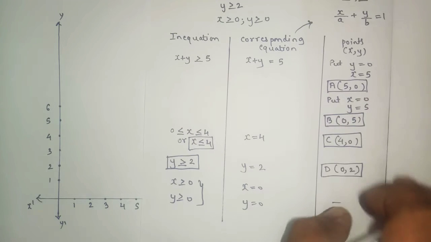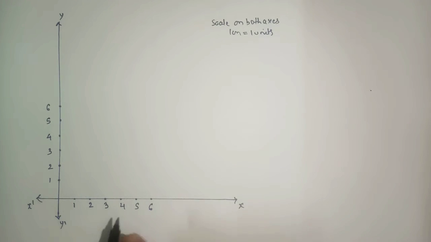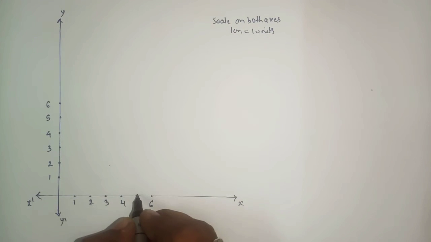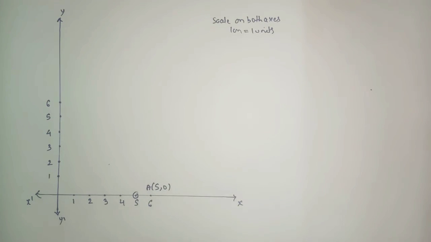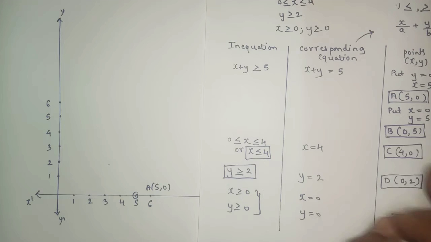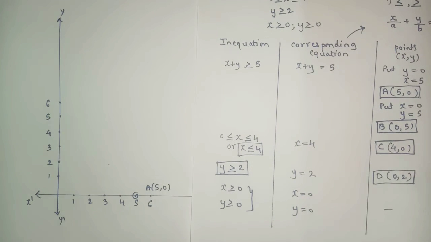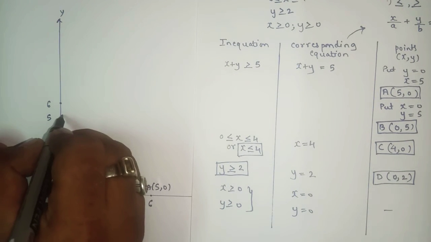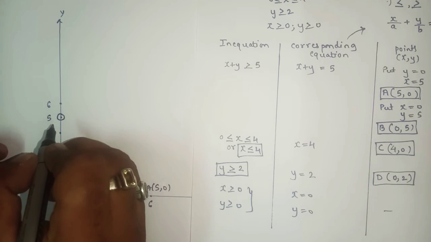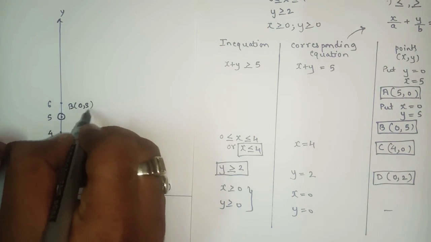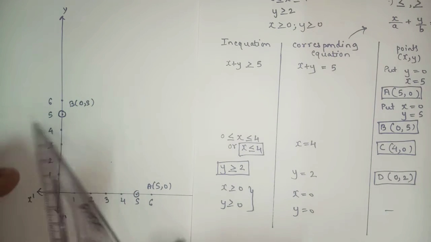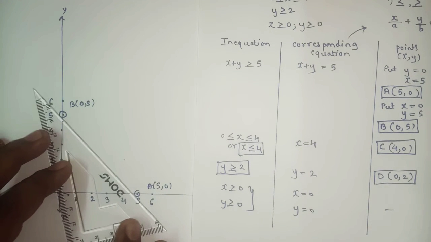As the first point is 5 comma 0, so 5 comma 0 will come here. So we'll write A as 5 comma 0. What is the second point? It is 0 comma 5. 0 comma 5 will lie on the y-axis. We'll take B as 0 comma 5. Okay, we'll join these 2 points.